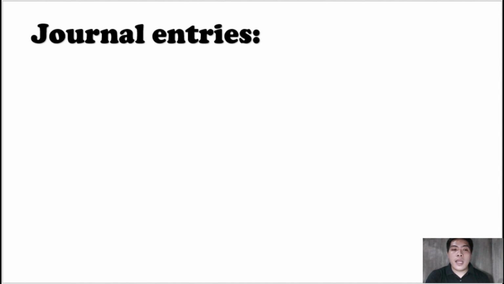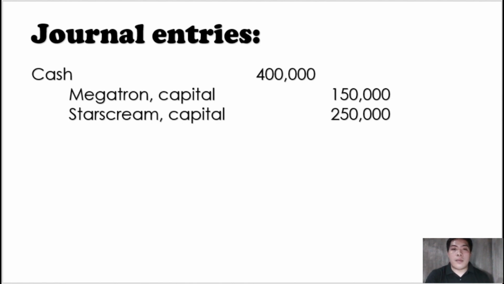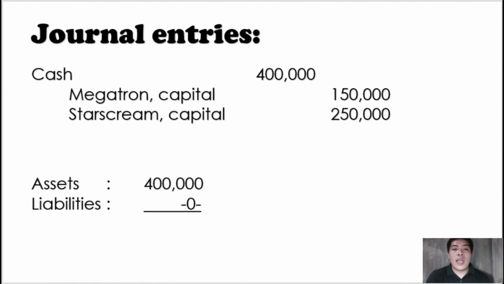Yung pinaka-journal entry natin, we have to debit cash for 400,000. Then, credit agad tayo dun sa capital ni Megatron ng 150 at saka capital ni Starscream 250,000. Okay? Diretso na lang dun sa capital accounts nila kasi wala namang liabilities na invest. As of this formation, okay, assets 400, liabilities wala, so yung capital equal dun sa ating asset investment. Okay?